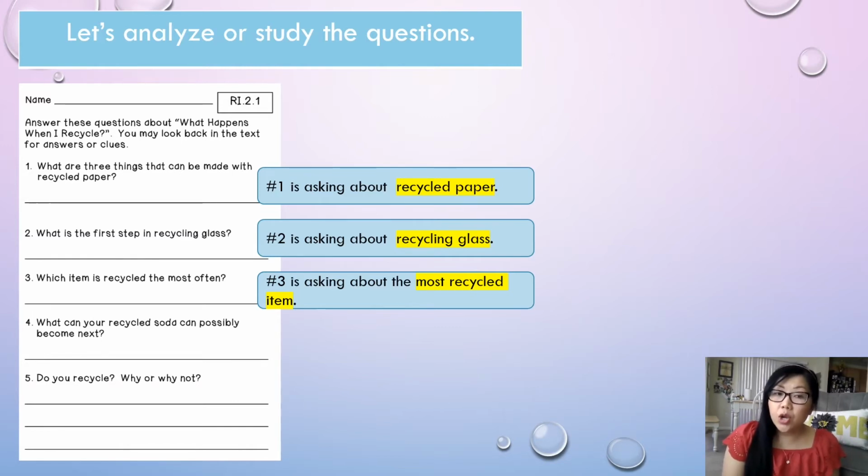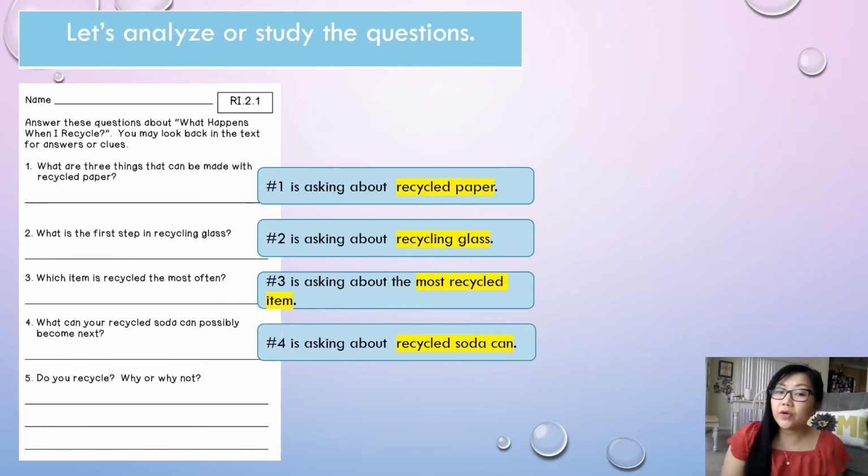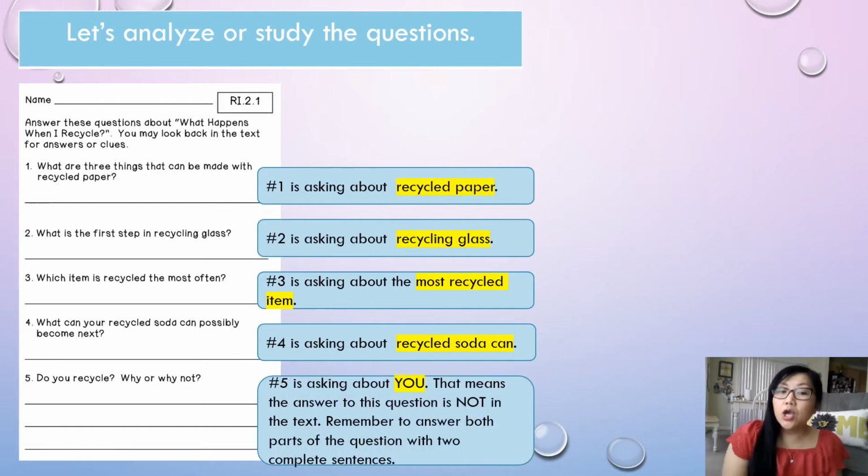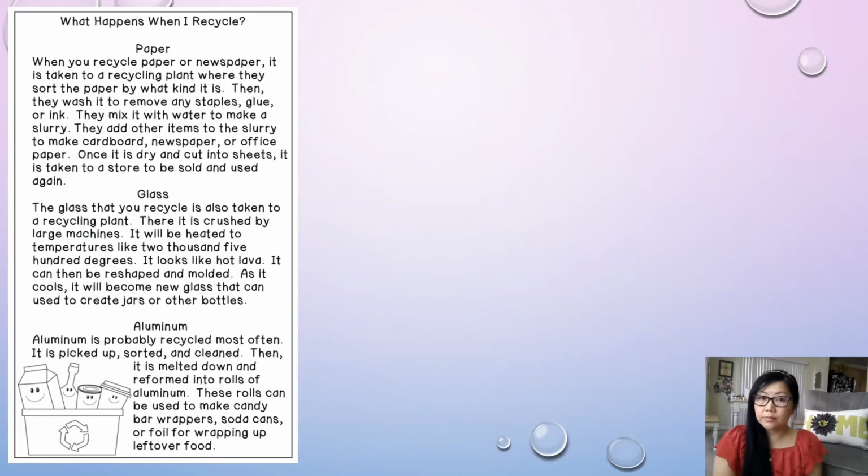Question four, what can your recycled soda can possibly become next? So question four is asking about a recycled soda can. Question five, do you recycle? Why or why not? Question five is asking about you. That means that the answer to this question is not in the text. And remember to answer both parts of the question with two complete sentences.